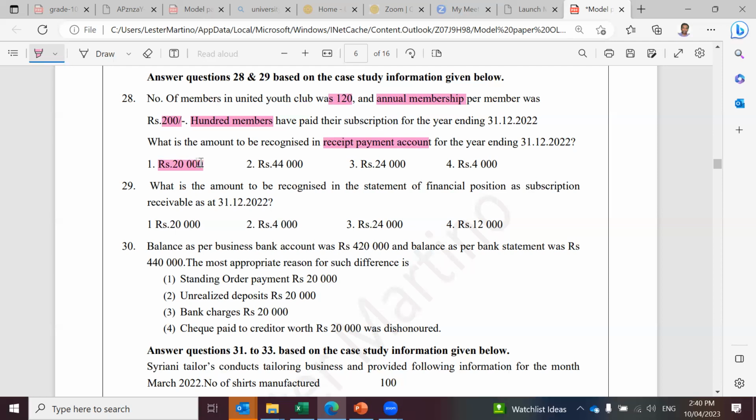And if they ask what is the amount to be recognized in the income statement, altogether how many members? 120 into 200, 24,000. Clear? And how much is to be received? 24,000 minus 20,000, that is 4,000. Right? And what is the amount recognized in the financial position? Answer is 4,000 accrued members income.